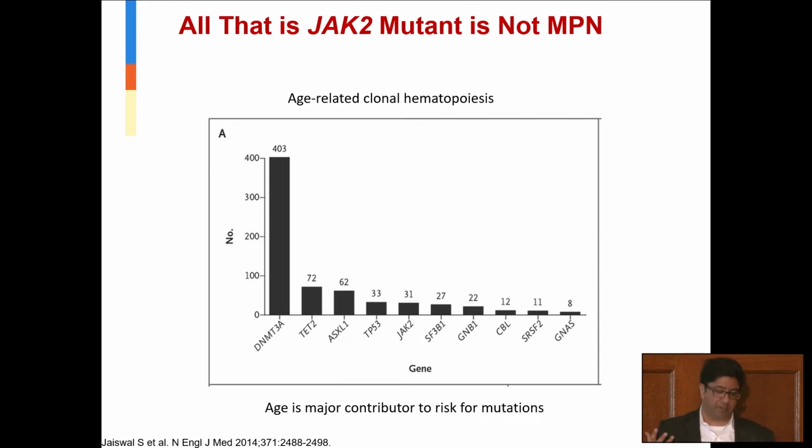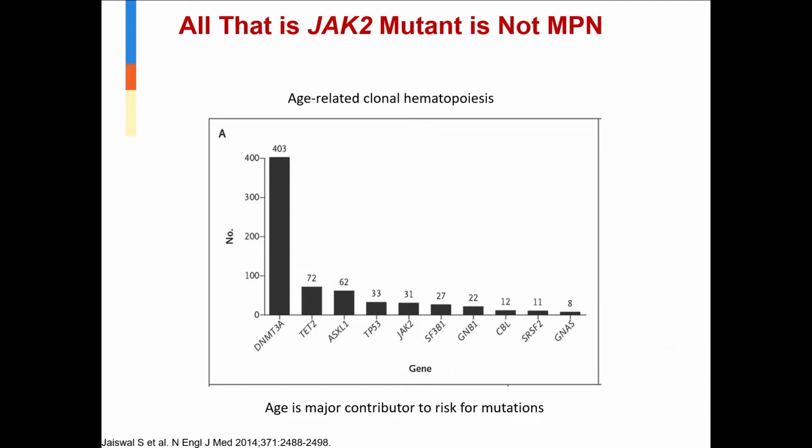Some people call it CHIP. And the mutations that occur in CHIP are all listed here. And of course, you'll notice that one of the most common is actually JAK2. So there are people walking around who have JAK2 mutations who have no diagnosis and no disease. So how is that possible, and how do other people have a JAK2 mutation and have a disease?